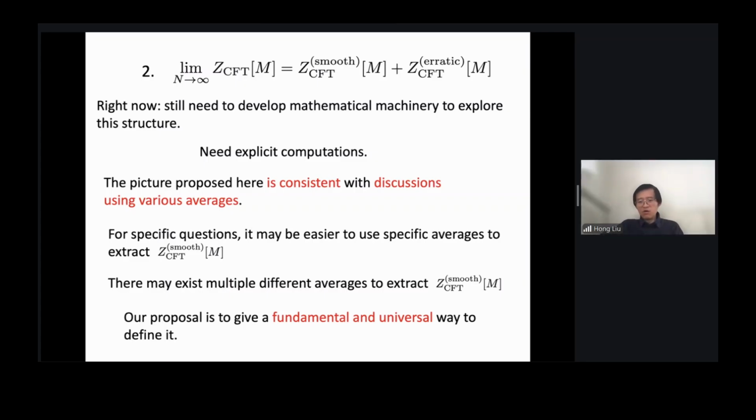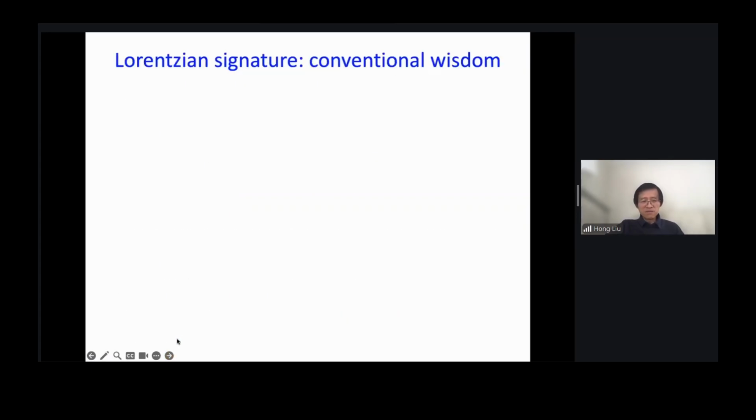So let me see. I think I'm already running out of time. Let me just very quickly mention the Lorentzian signature. So far I've been talking about the Euclidean. In the Lorentzian signature, the story is actually richer. Let me first talk about the conventional wisdom.